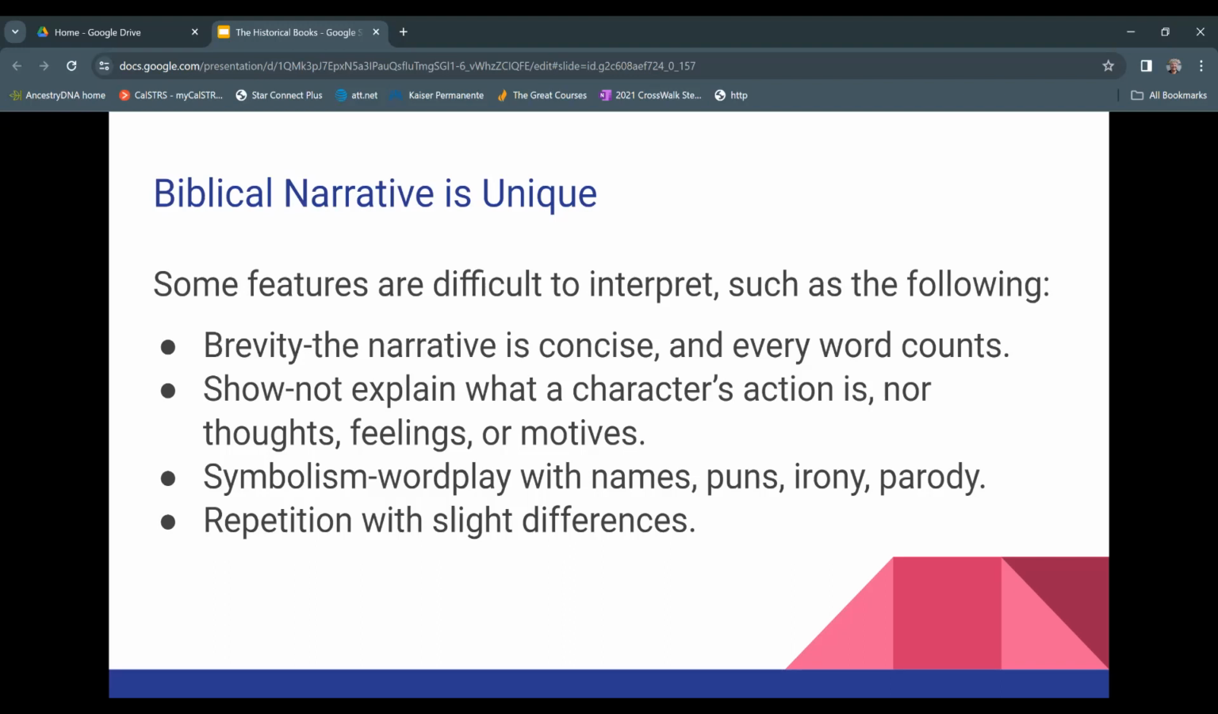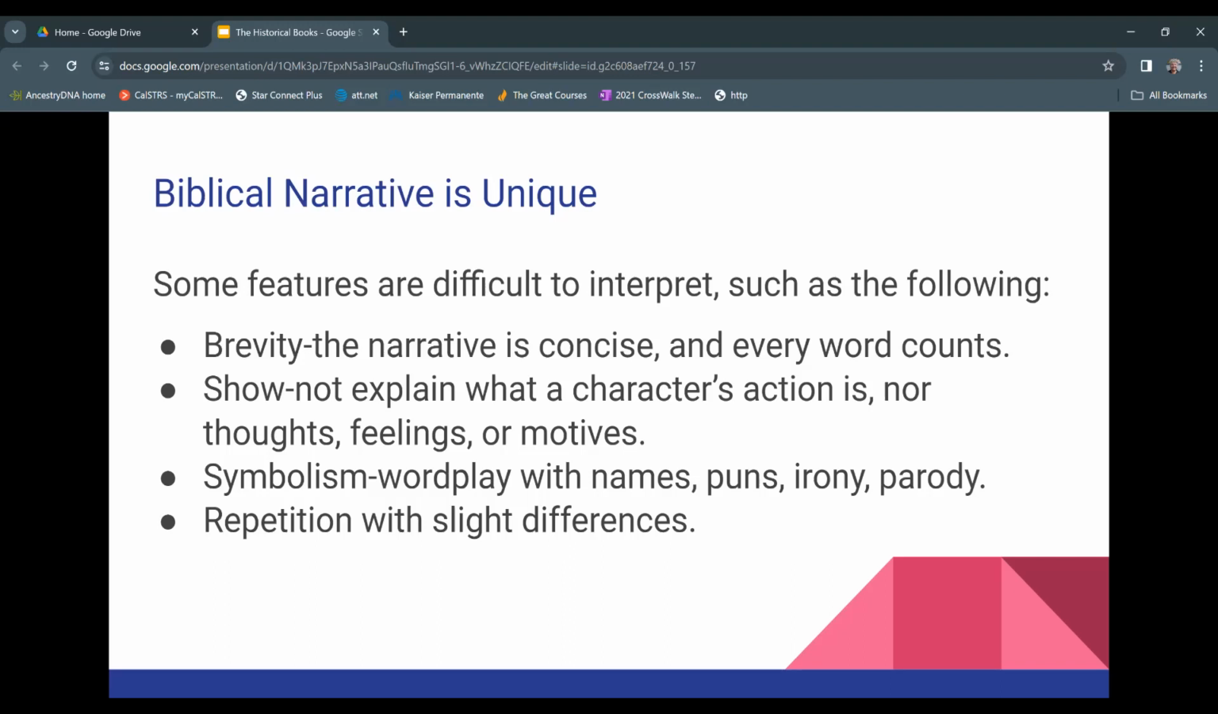And it's meant to show something. They're not worried about explaining what a character's action is or what that character thinks or feels or what that character's motives are. They're just showing something that happened or explaining something in the narrative, but not worried about the character's feelings or motives. And there's a lot of symbolism, wordplay with names and puns, and irony and parody in the stories.